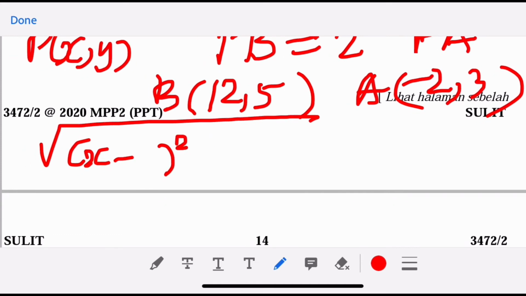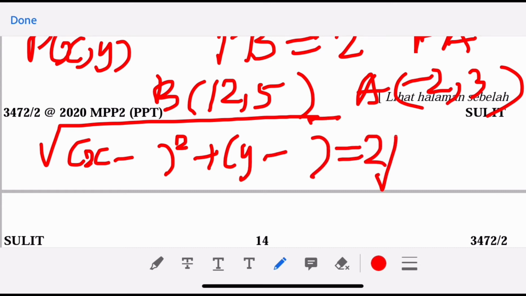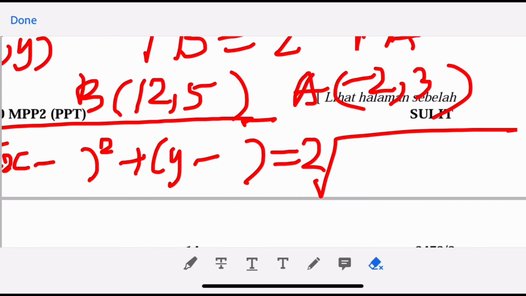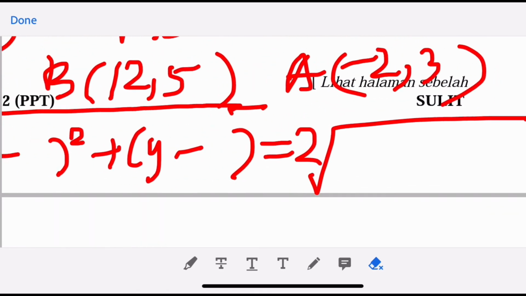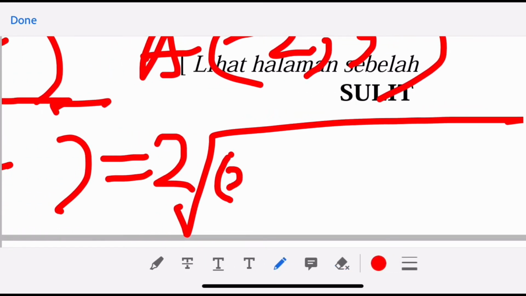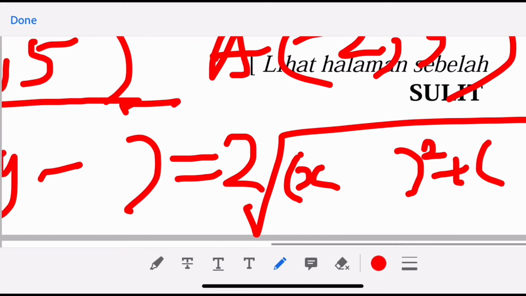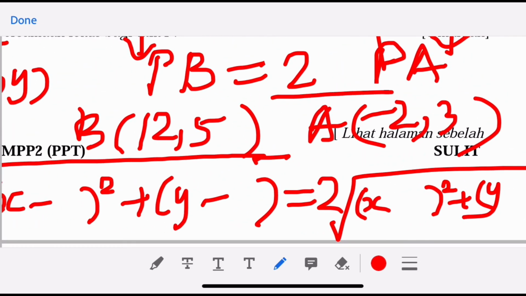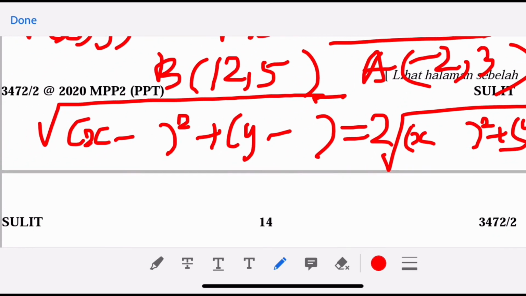So you write in a sentence for P, for B, and for point A, the 3 points. Then you apply the distance formula. Make sure you have the square and make sure it's minus before you substitute the point inside. I will prepare the space: x minus something square plus y minus something square. When there is a minus and minus, we make it positive.